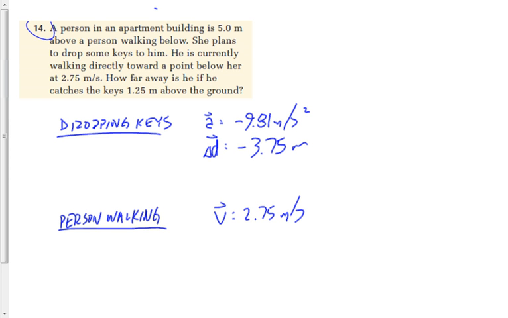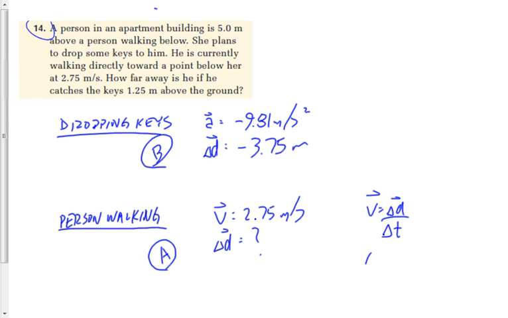All right, well, we want to find delta D right here, how far away this guy is, the person walking, from the keys. Doesn't look like we have a whole lot here. Okay, we know that this is a group B problem because the keys are accelerating. This is a group A problem because the person's walking at a constant velocity. Group A is an easier equation. V is equal to delta D over delta T. So let's start with that one first, and see if we can make this work.